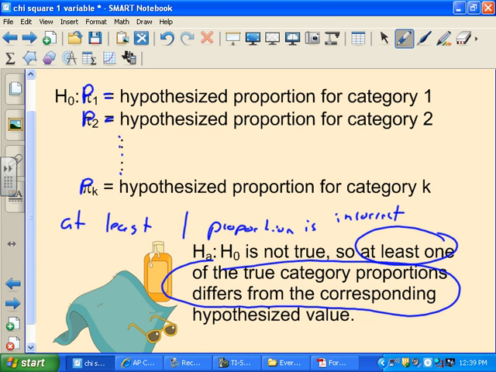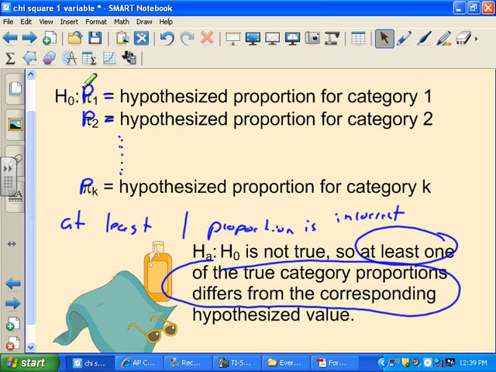Because if one's wrong, doesn't that mean at least two are wrong? Because they all have to sum to 1, right? Well, if I said one's supposed to be 20%, but in reality it's 15%, doesn't that mean not only the 20% is wrong, at least one of the other categories is wrong? Does that make sense? So that's what the alternative is.